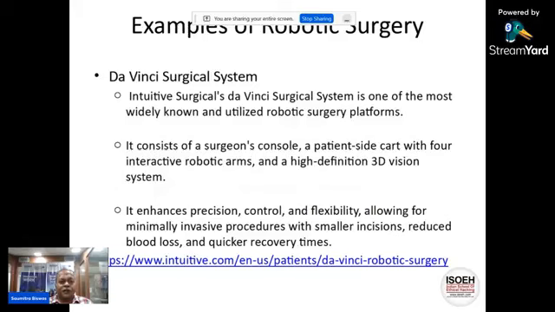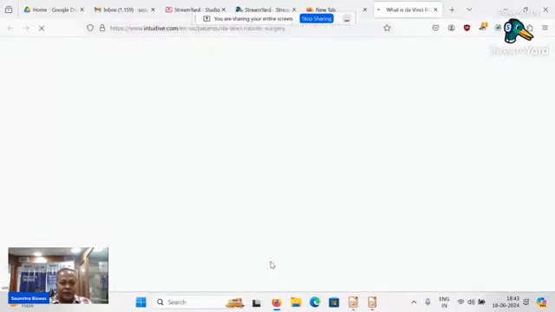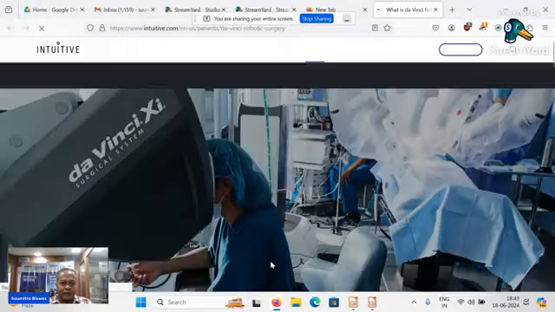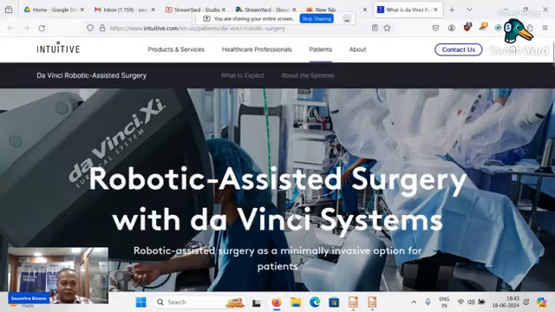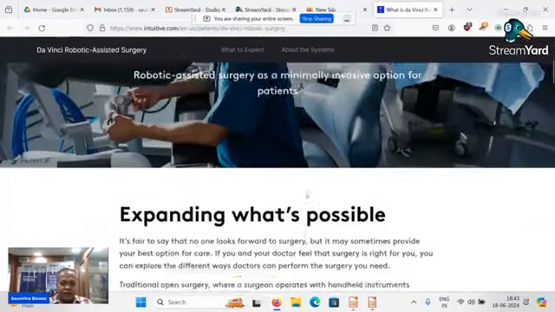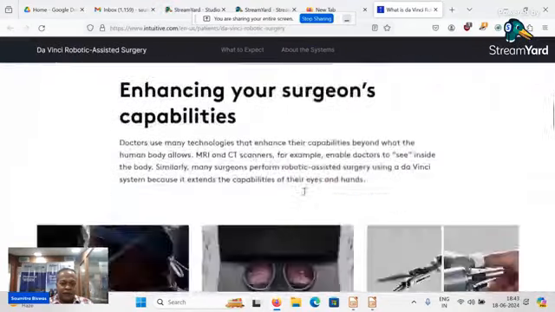I have given only one example because there are other systems, obviously, but this one is the most famous of them all, the Da Vinci surgical system. And let me go to this link for a little study. Okay, so this is the Da Vinci robotic system.